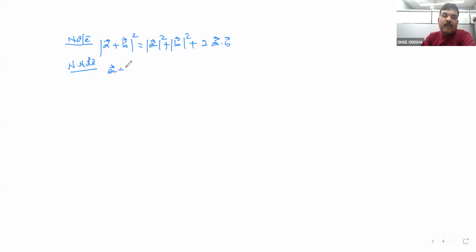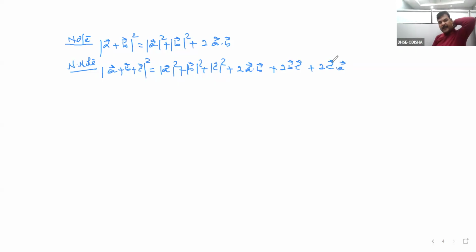Second, next note, A plus B plus C whole mod square equals A mod square plus B mod square plus C mod square plus twice of A dot B plus twice of B dot C plus twice of C dot A. Okay.